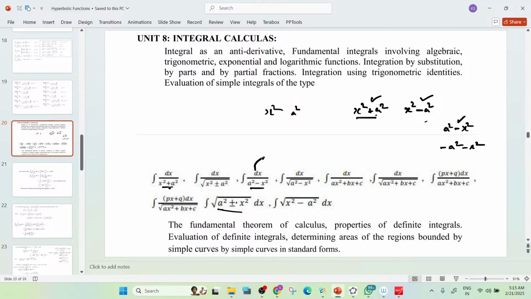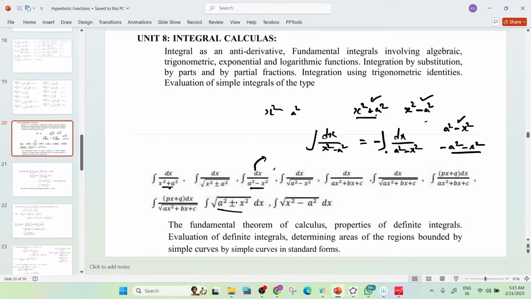Because, for example, if you have to write a square minus x square and x square minus a square, let's say dx by x square minus a square. This is nothing but minus of dx by a square minus x square, right? Agreed. So that's why this is also covered.